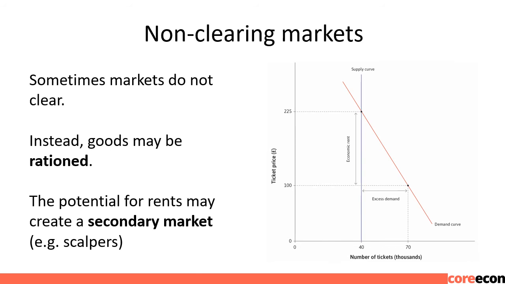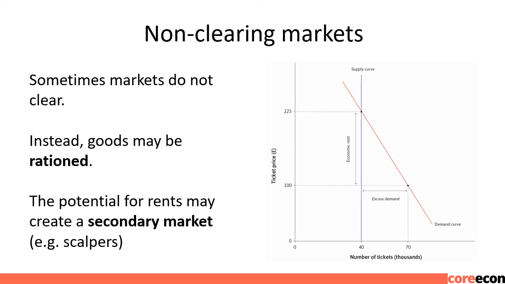Non-clearing markets. Sometimes markets do not clear, so quantity demanded is not equal to quantity supplied. This is usually because the price is not able to adjust. One example is for concerts or sporting events where the supply curve is vertical. Quantity of seats in the concert hall or stadium is fixed. In our example, it is 40,000. The price at which the market would be cleared is 225 pounds, but price set is lower at 100 pounds. At that price, there is excess demand of 30,000 tickets.